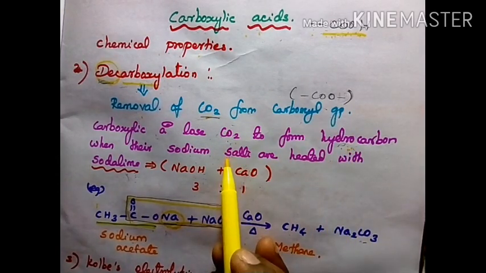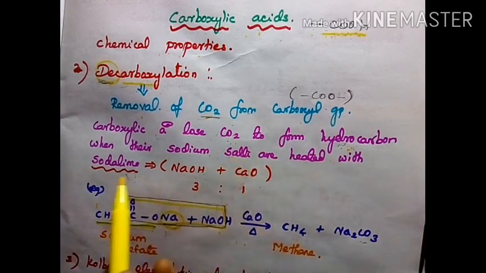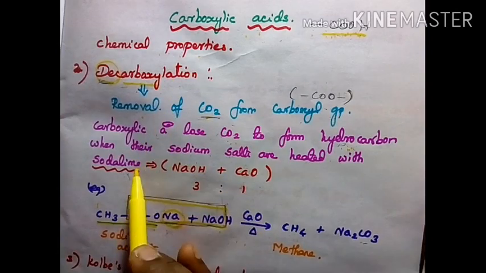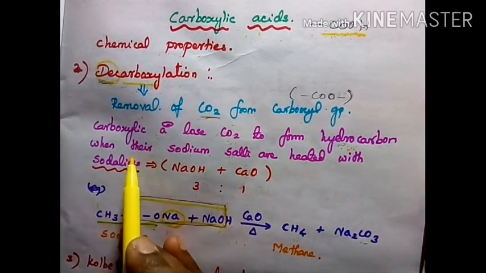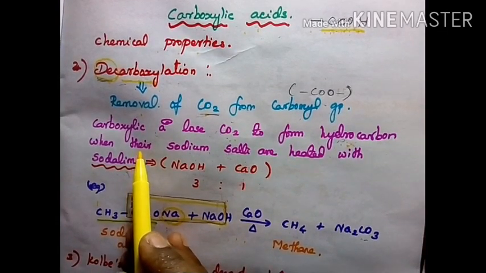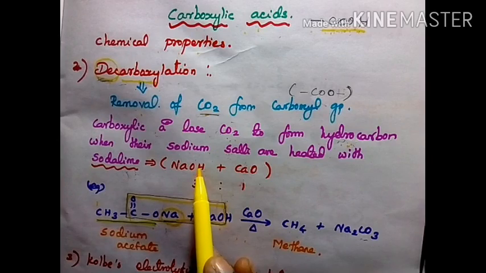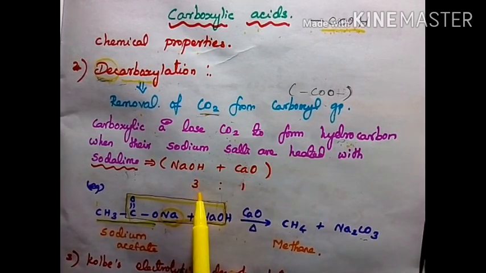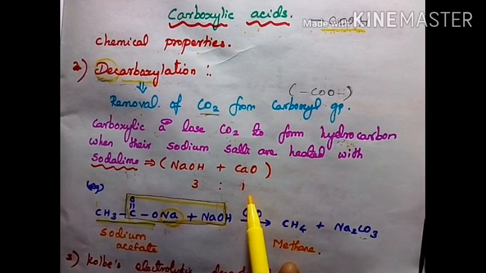When the sodium salt of carboxylic acid is heated with soda lime. What is soda lime? Normal decarboxylation needs a reagent called soda lime. Decarboxylation reagent is soda lime. So, what is soda lime? A mixture of NaOH and CaO. NaOH is taken in 3 parts and CaO is taken in 1 part.